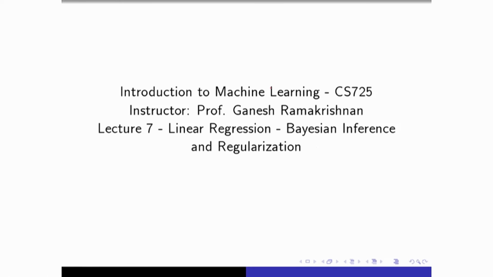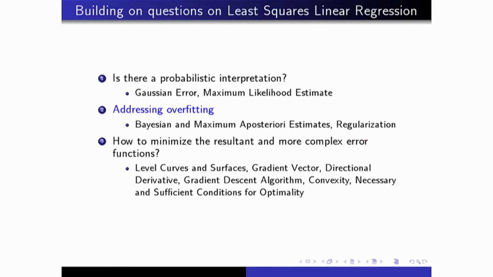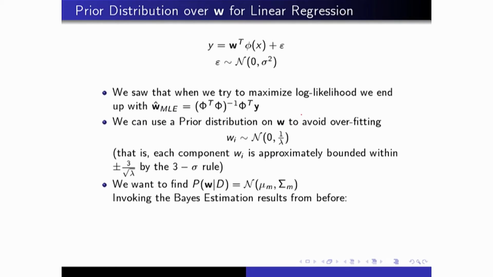Welcome to this lecture 7 on linear regression and machine learning in general. We will quickly conclude the Bayesian inference for linear regression and talk about the general form of regularization and alternative regularizers.